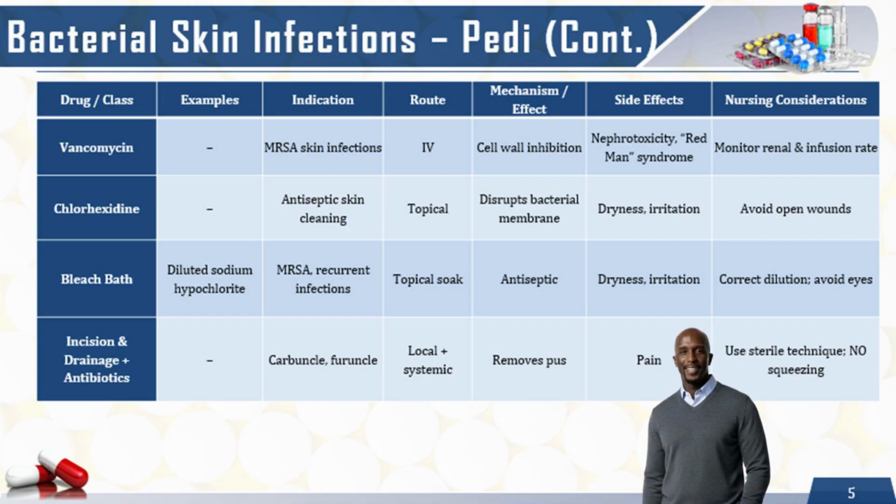Next is the bleach bath, a diluted sodium hypochlorite solution used for children with recurrent MRSA infections. It acts as an antiseptic but may cause dryness or irritation. Proper dilution and avoiding contact with eyes are important safety points.